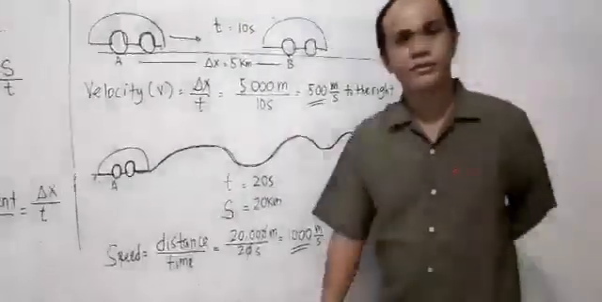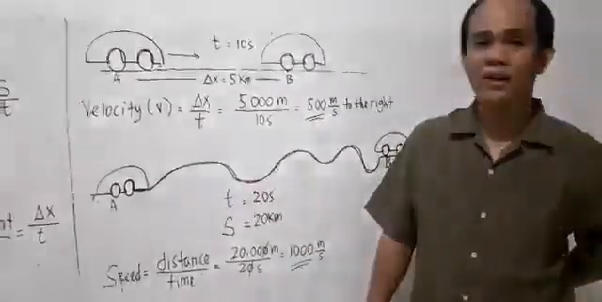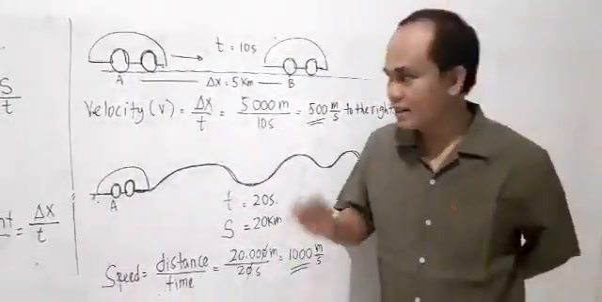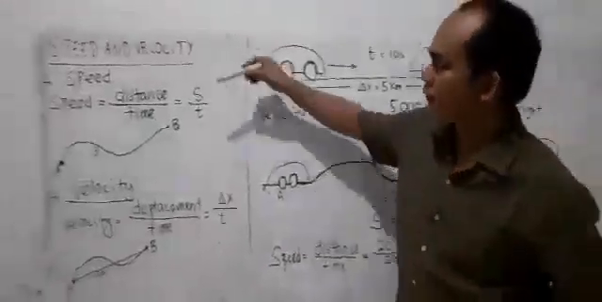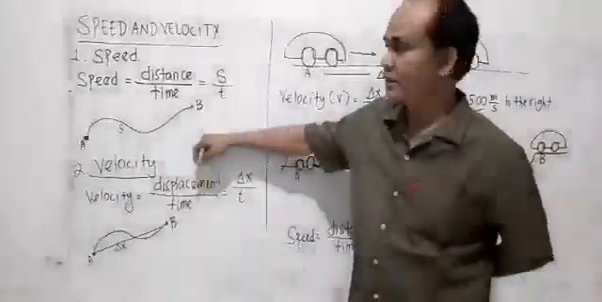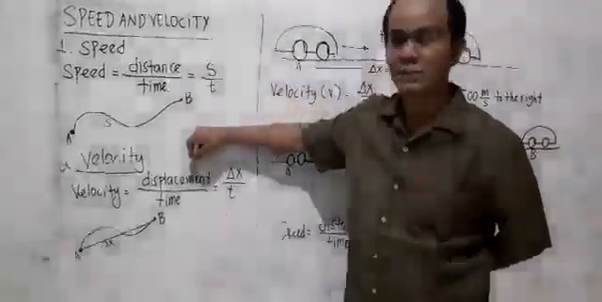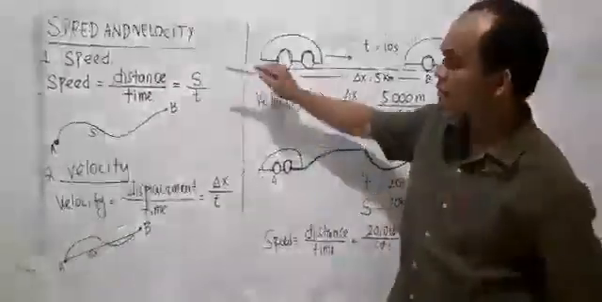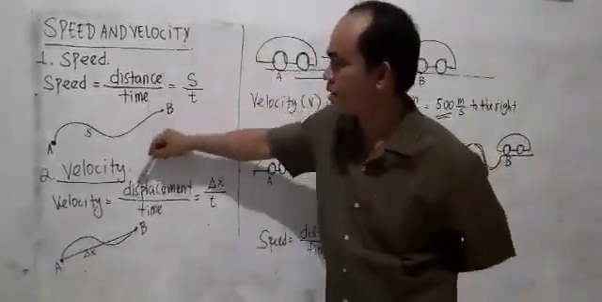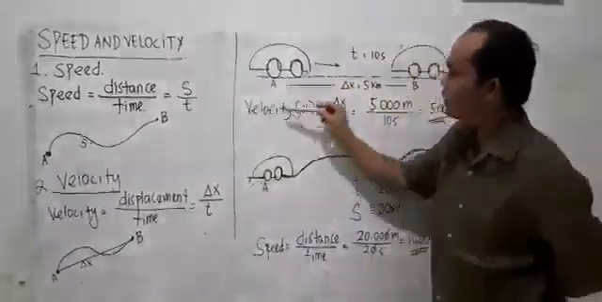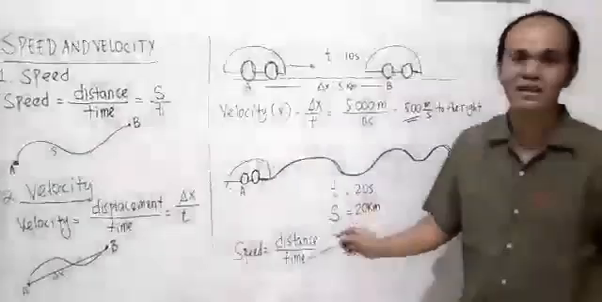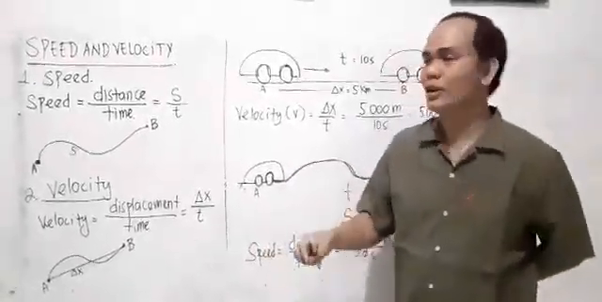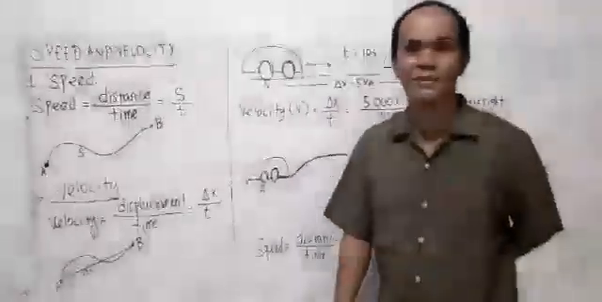Do you understand about speed and velocity now? It comes from the difference between distance and displacement. If you don't understand distance and displacement, you will not understand velocity and speed. You have to understand first what distance is and what displacement is. Then you will know what velocity and speed are. I hope this will help you to understand about speed and velocity.